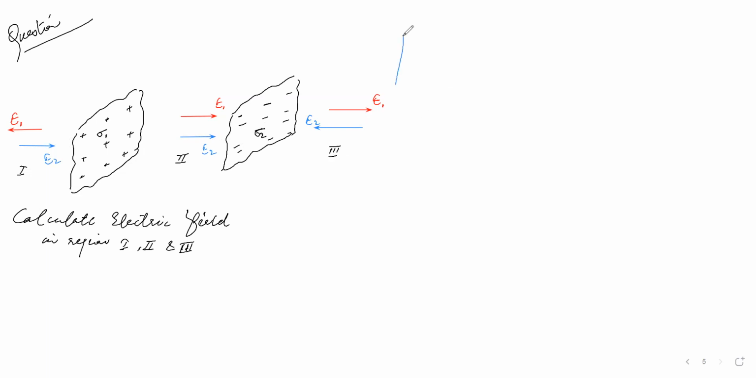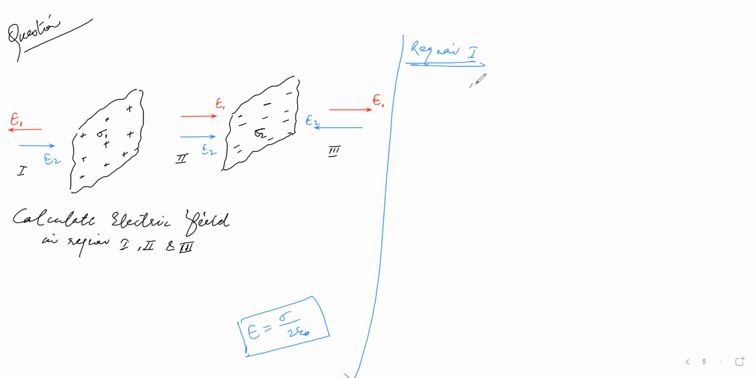And now your calculation is very, very easy. We have the equation due to a plane sheet of charge: E is equal to sigma over 2 epsilon naught. Remember this equation. In region 1, your E will be E1 plus E2. What is your E1 for region 1? E1 is sigma over 2 epsilon naught.